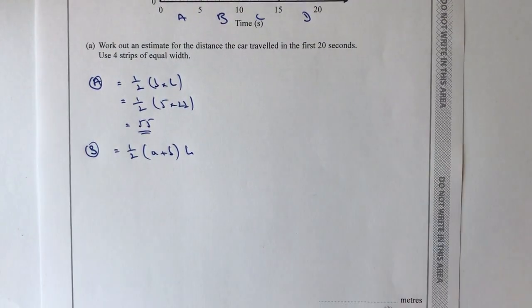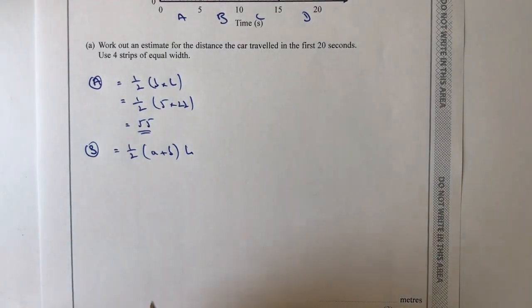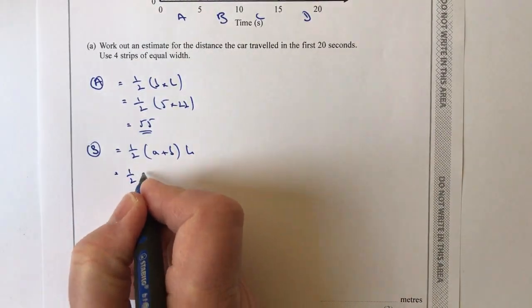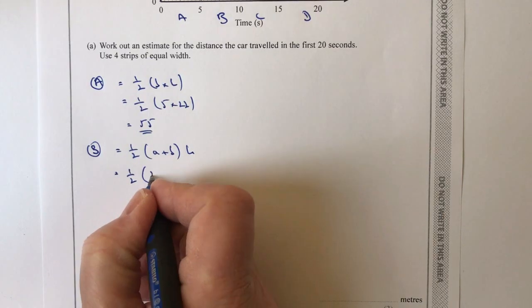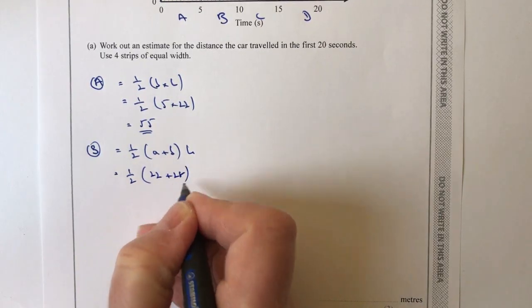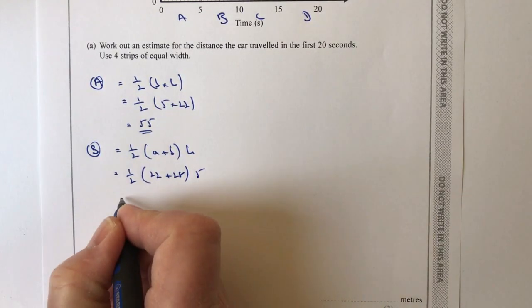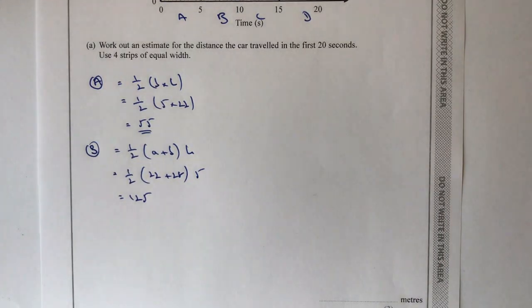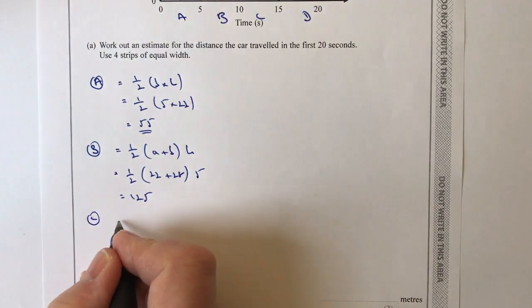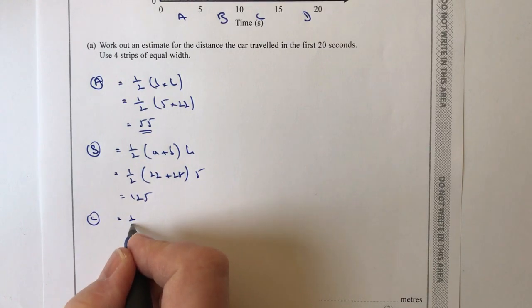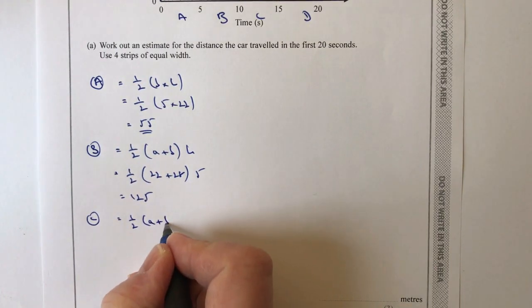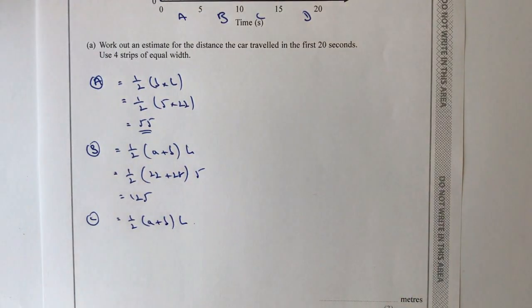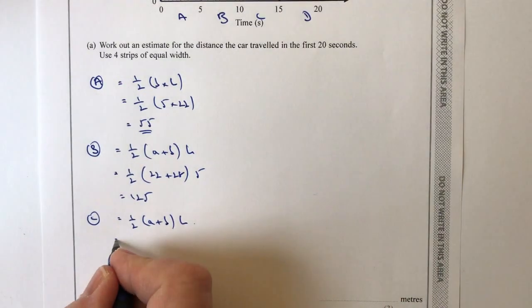So with B I've got a half, and I've got 22 plus 28, and I'm going to multiply that by the height of 5. That gives me 125. You might get slightly different numbers to me. That's perfectly fine, it's not a problem. It's just a case of interpretation, and they will allow you quite a bit of leeway with these sorts of things, providing you show your working.